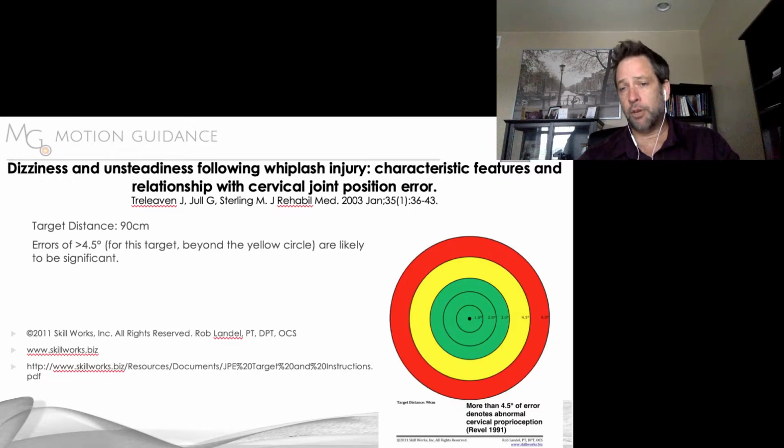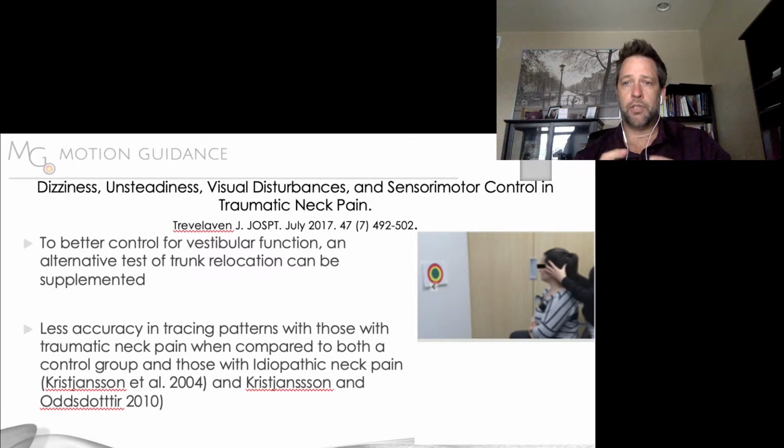The second article coming up here, same author, 2017 JOSPT, Dizziness, Unsteadiness, Visual Disturbances, and Sensory Motor Control in Traumatic Neck Pain. They actually put a laser also, instead of just on the head, on the torso to help aid them in knowing how much movement was being created and where. But what she found was less accuracy in tracing patterns for those with traumatic neck pain when compared to both the control group and idiopathic neck pain in this particular study, suggesting not only joint position sense things, but also motor tracking and motor patterning issues that might need to be addressed within that population. And the traumatic neck pain tends to sometimes correlate with also whiplash-associated disorder.